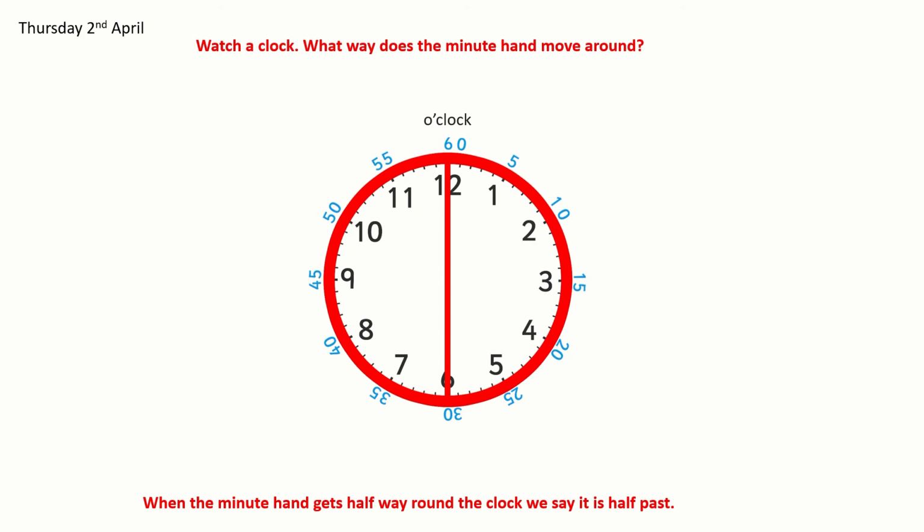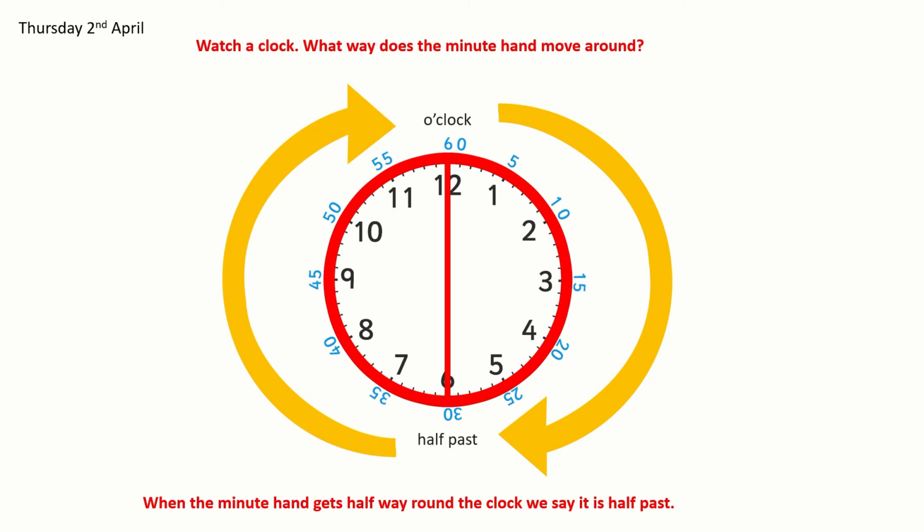Let's do it again. Maybe you can show it on your clock as I do it. So I'm starting on the 12. I'm going all the way around to the bottom, to that 6 that's directly below. That means it's half past. What is it?